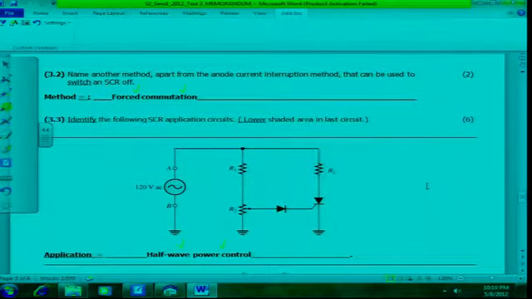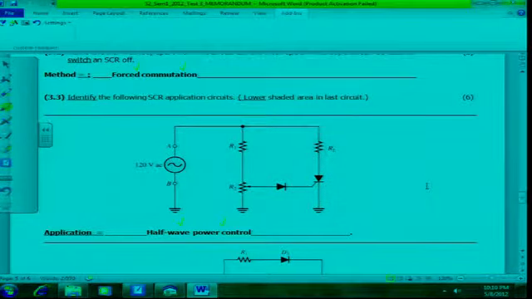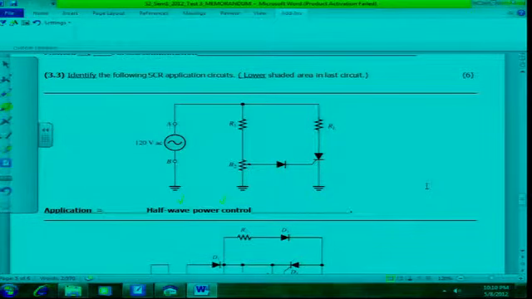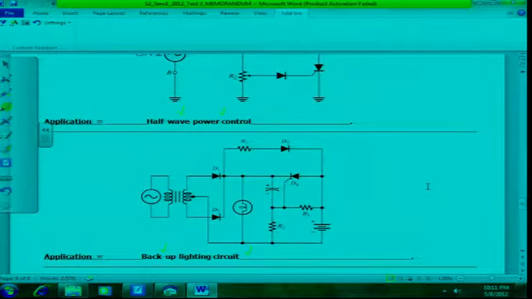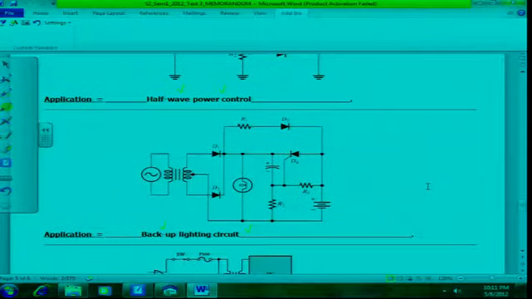All right, then in 3.3, I said you have to identify the following SCR application circuits. And I said the last one, the shaded area, is the application that you have to name. All right, the first one there is a half-wave power control or a half-wave phase control. You had to tell me half-wave for the first 1 mark and power control or phase control to get the second mark. 2 marks for that one. The next one is a backup lighting circuit if the main power falls away. So backup lighting circuit, you got 2 marks.